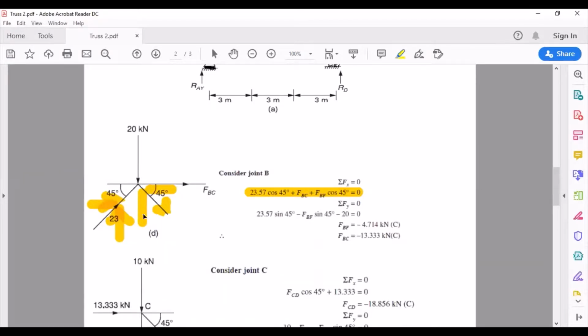Next, the vertical component of FBF is acting downwards. So it is FBF sine 45 with the negative sign. If you rearrange the terms in this equation, you have only one unknown, that is FBF. You'll be able to calculate it, and you get it with the negative sign after rearranging, which means that FBF is to be changed.